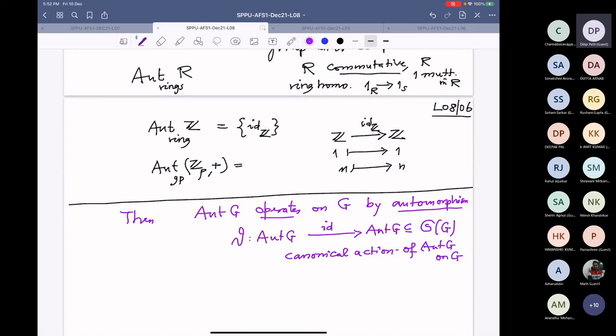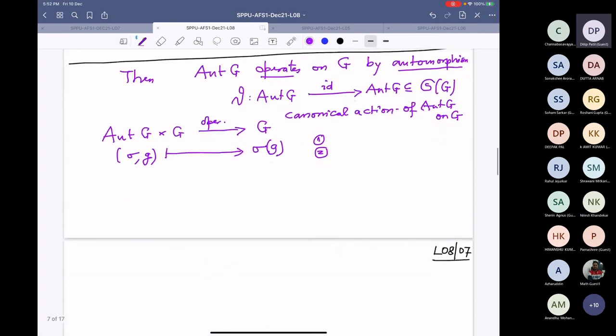If you want to write it in the other form, you need an operation map, that is, Aut G cross G to G. And what map? If you have an automorphism sigma and an element g here, you evaluate sigma of g. It is so natural. This is the operation map. You have to check that it satisfies properties 1 and 2 of an operation. And we know that giving an operation map is equivalent to giving a theta. So the automorphism group operates on G by automorphisms.